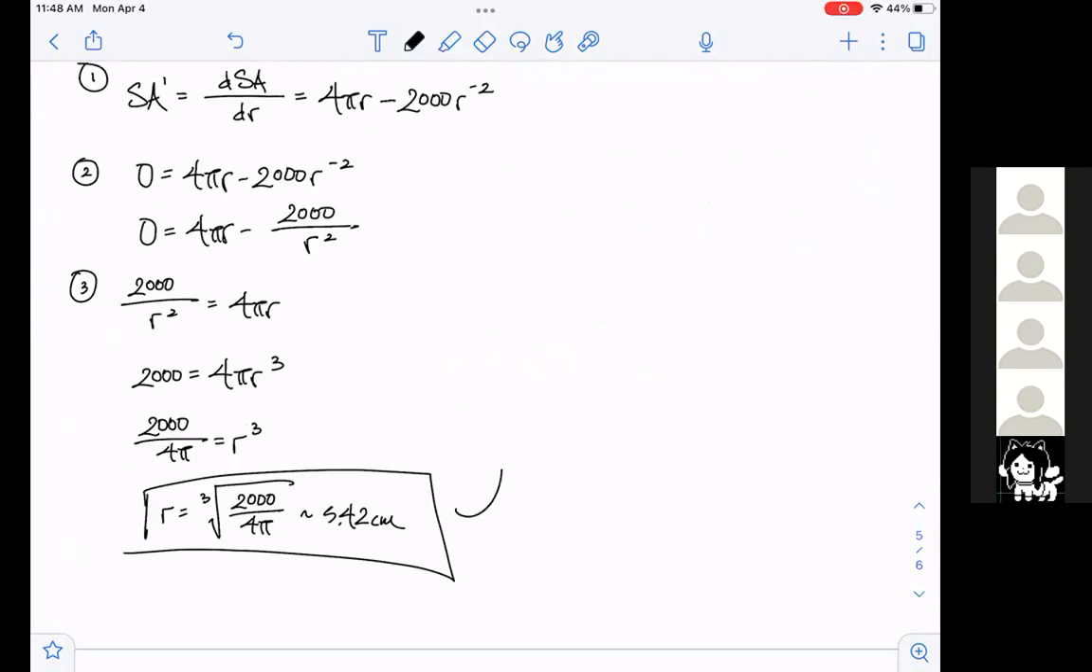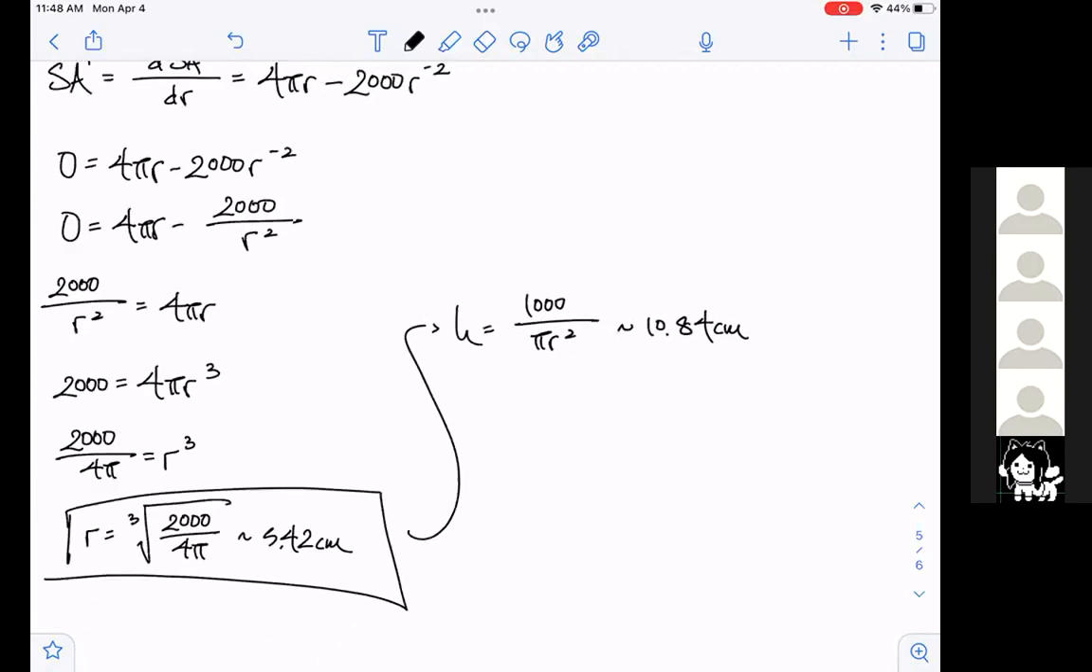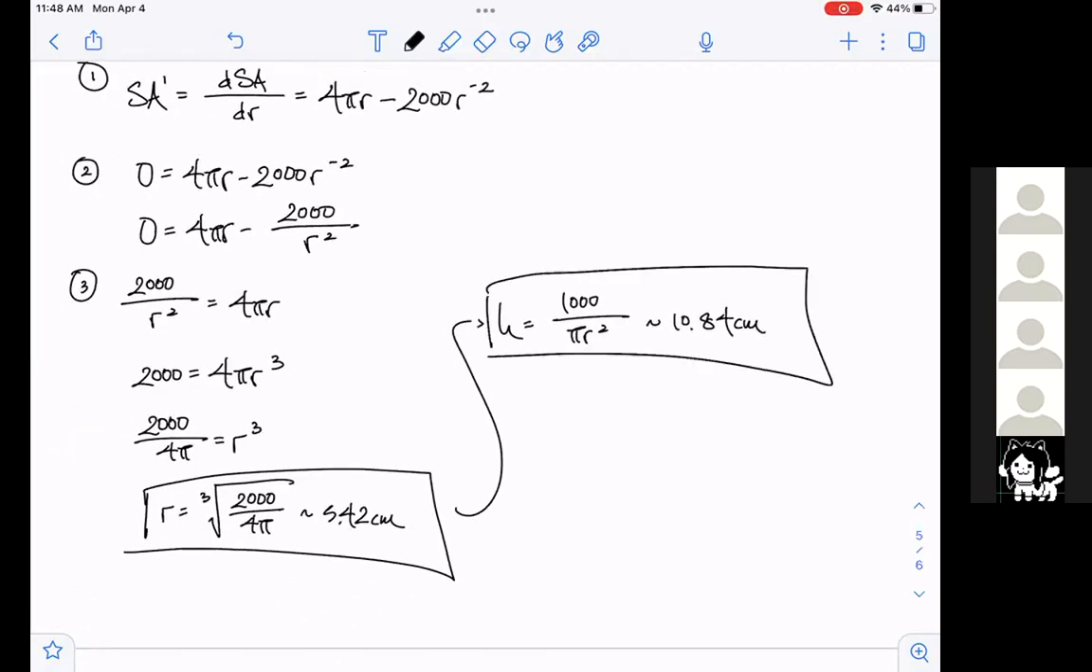Exactly. I know it's weird for these two problems, like our pictures look so different, our formulas are so different, but at the end of the day, we follow that same process, okay? So we can plug this into 1000 over pi r squared, and we should get about 10.84 centimeters, okay? And this, my friends, is our radius and our height. So that's all this is asking for. It didn't ask us to find the surface area, so we don't need to find that.